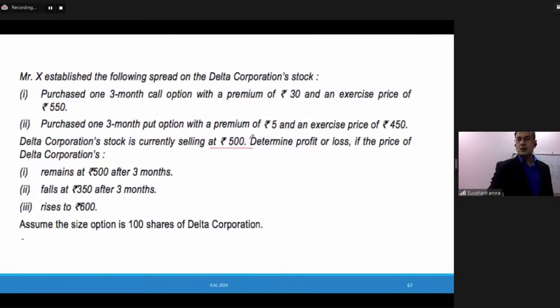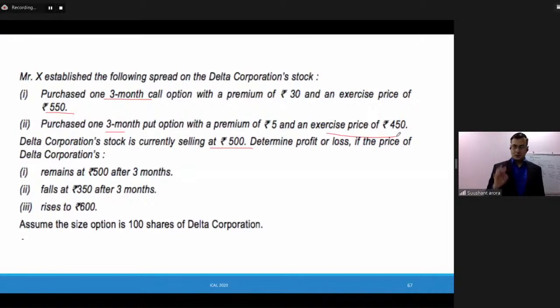Okay, so you have bought a call option for 550 for 3 months, and you have bought a put option, again for the same time, which is 3 months, but now the exercise price is 450. So please be sure in the exam that you know what an exercise price, or strike price, is. Don't get confused in the examination.